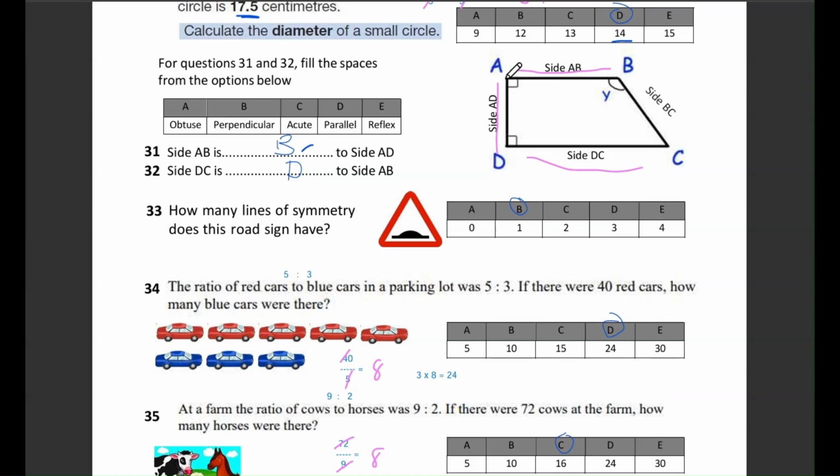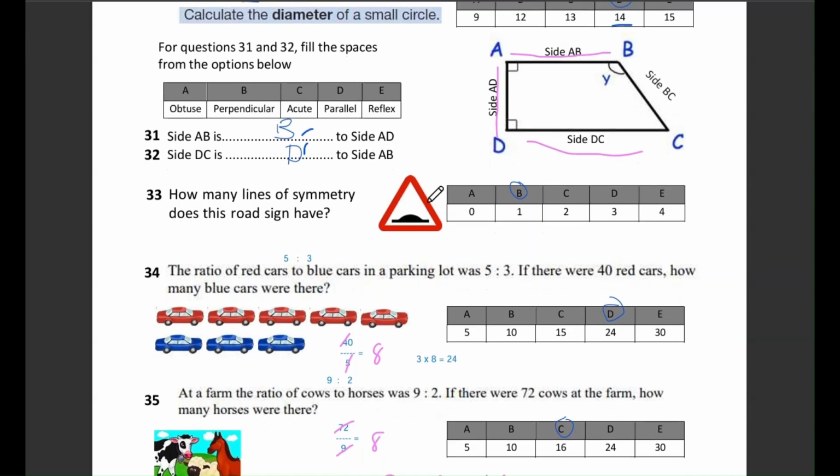At the point A, the angle is 90 degrees or a right angle, so that makes side AB perpendicular to side AD. Question 32. Using the same quadrilateral, let's do the next question. We need to complete the sentence. Side DC is blank to side AB. Our options are A, obtuse, B, perpendicular, C, acute, D, parallel, and E, reflex. The correct answer here is D, which is parallel.